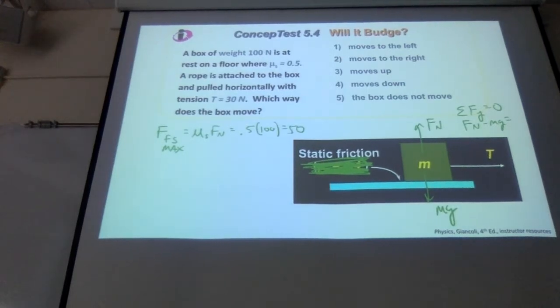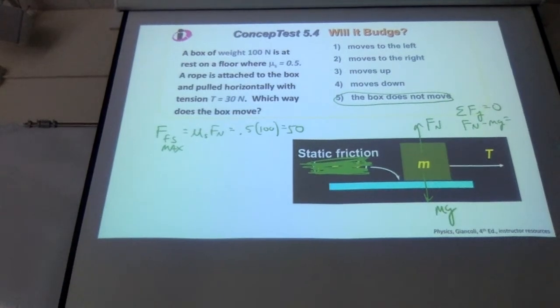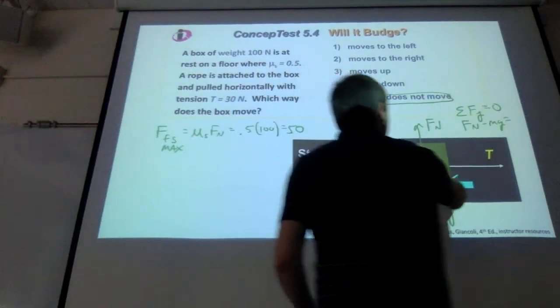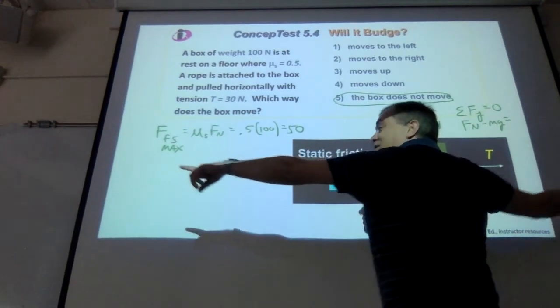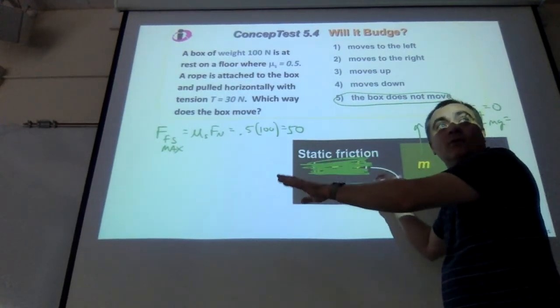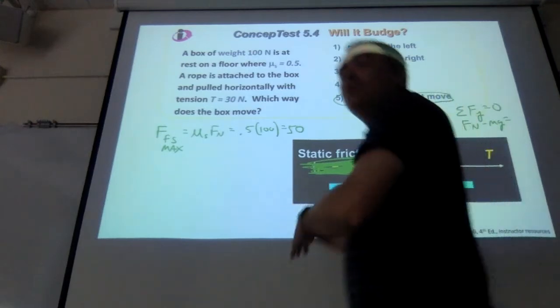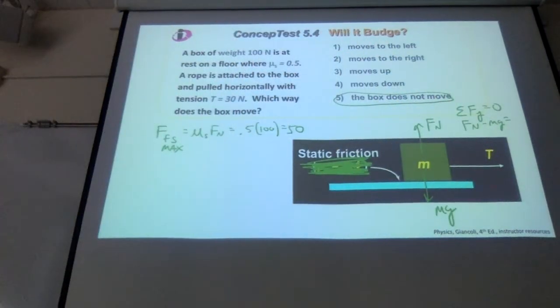So that's 50. But I'm only pulling with 30. I'm not pulling hard enough to even overcome the static friction. So it's just going to sit there because I'm not pulling hard enough. Don't get the idea that there's 30 newtons that way, 50 newtons that way, so it's going to move this way. No, again, frictionites don't work like that. They're just going to oppose whatever you give them.